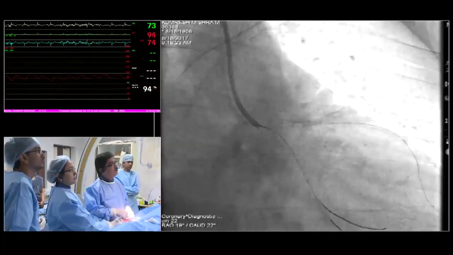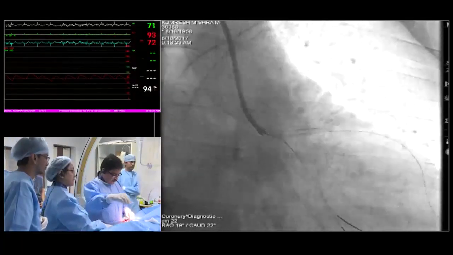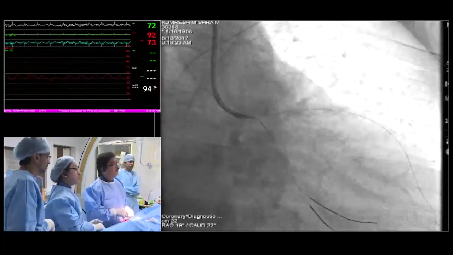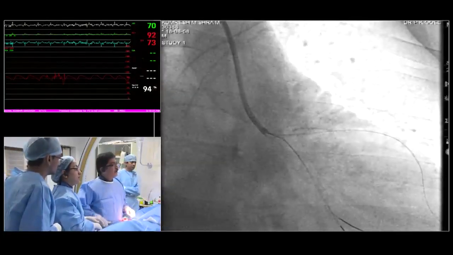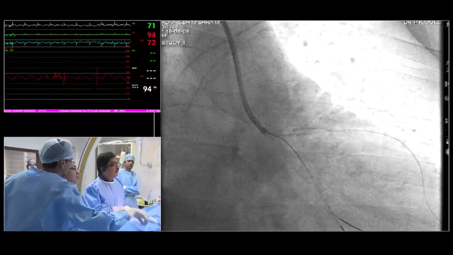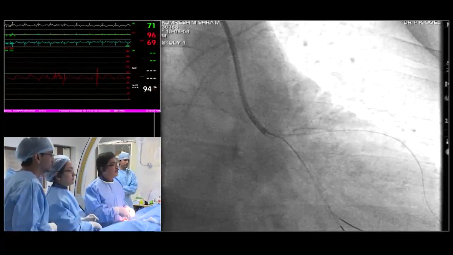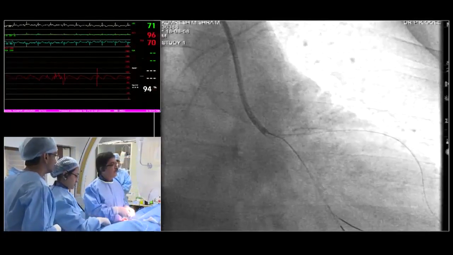So now I am through the struts into the circumflex. So the distal wire, I think, is in the branch. The jailed wire can be removed. Yeah, I'll now remove it. I'll remove it in front of you.